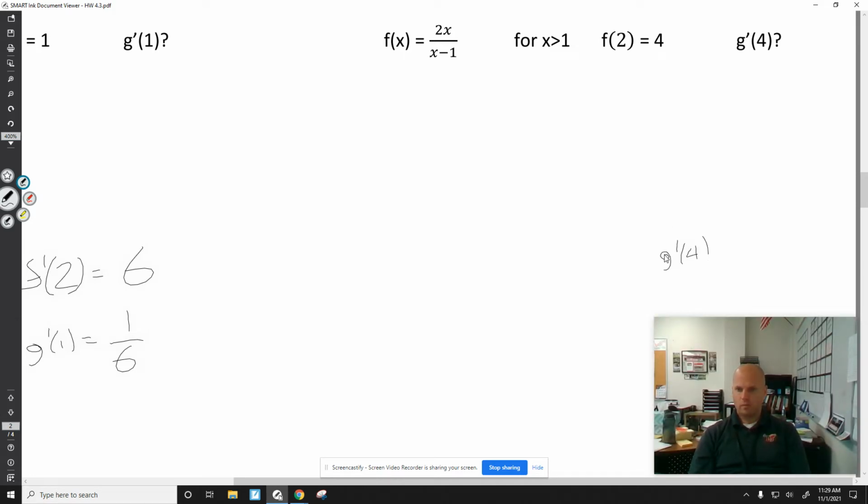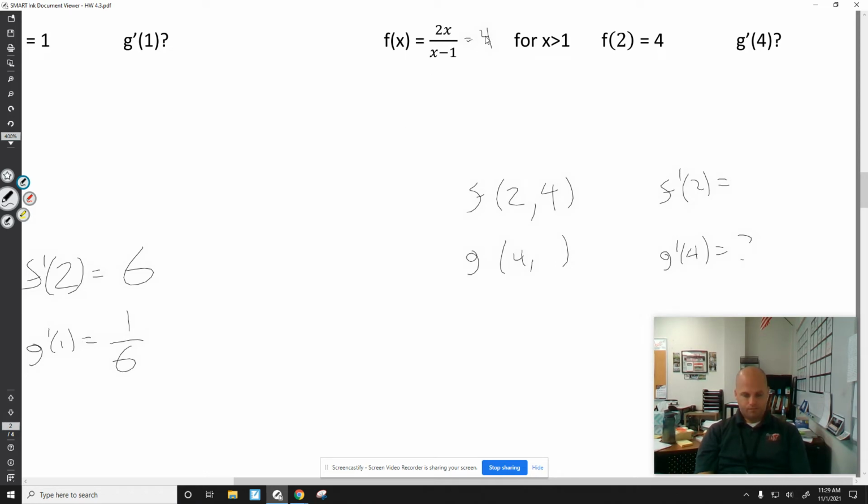G prime of 4. I don't know. G, x coordinate 4. I don't know. Okay, focus my attention on f when its y coordinate is 4. Oh, at 2, because if I plug in 2, I get 4 over 1, which is 4. You could solve that equation if you wanted to. 2x over x minus 1 equals 4. So I need to find f prime of 2, and then I'll know g prime of 4, these x coordinates.